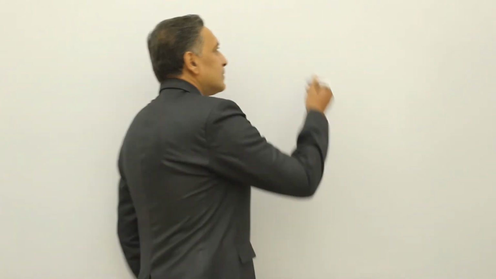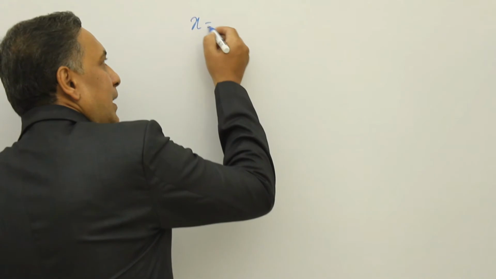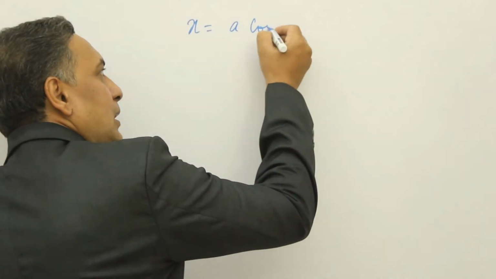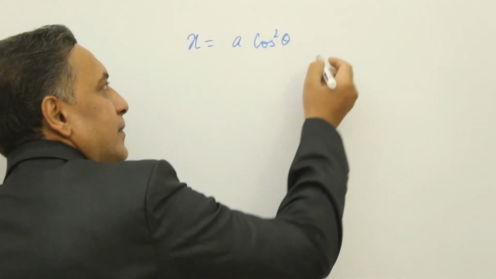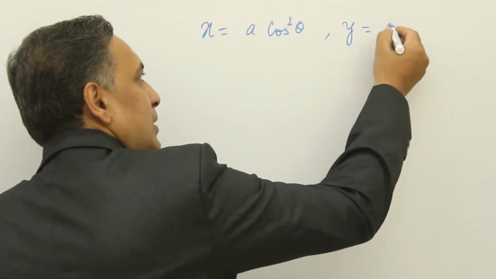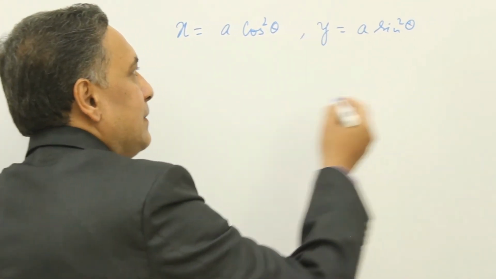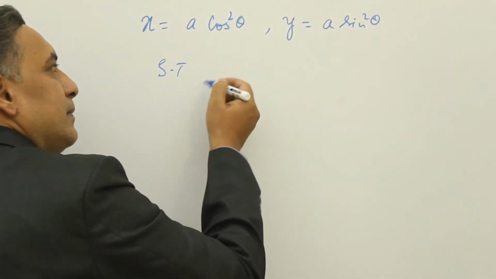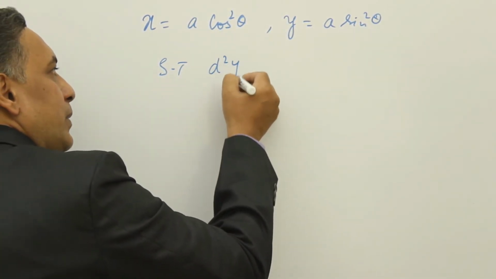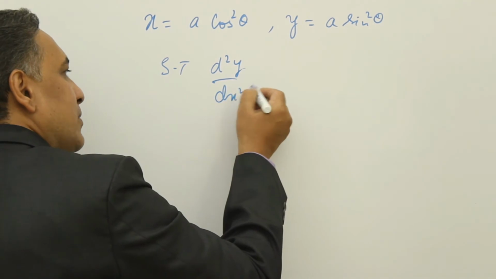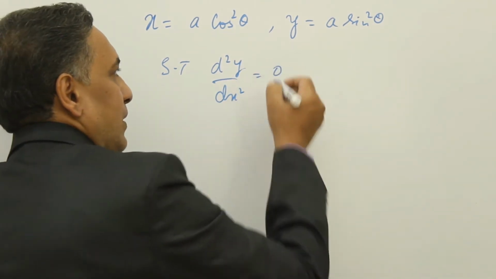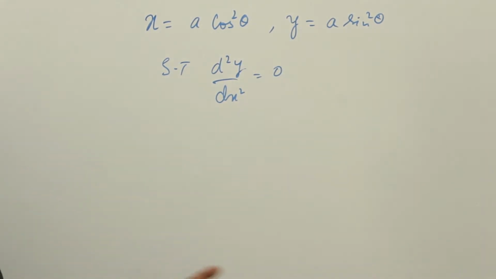Example 4. x equals a cos square theta, y equals a sin square theta. Show that d square y by dx square equals 0. So we have a parametric equation.